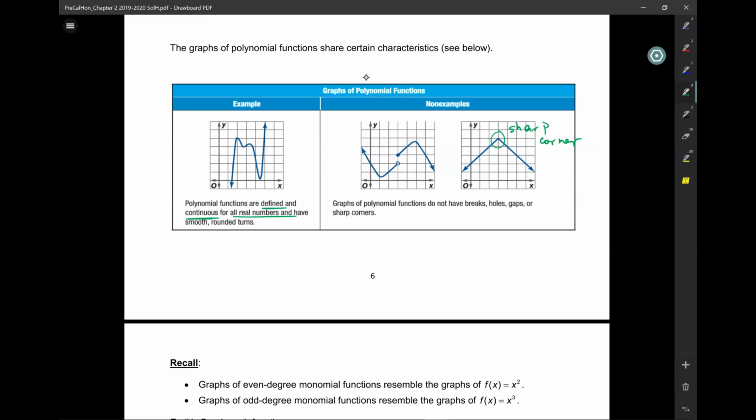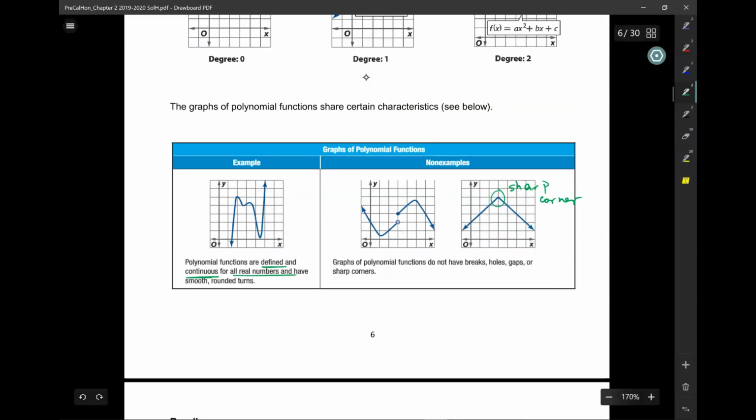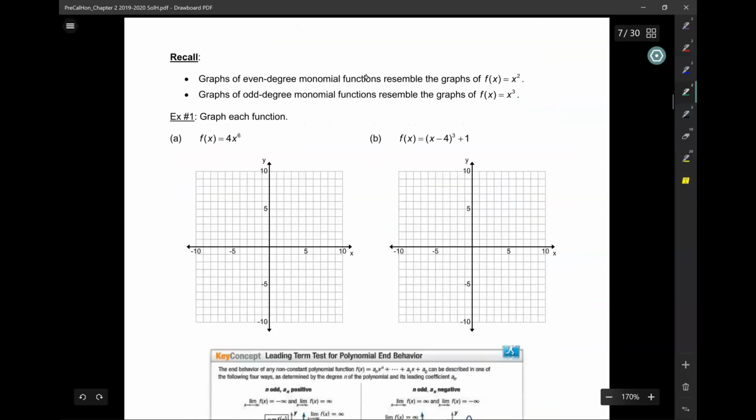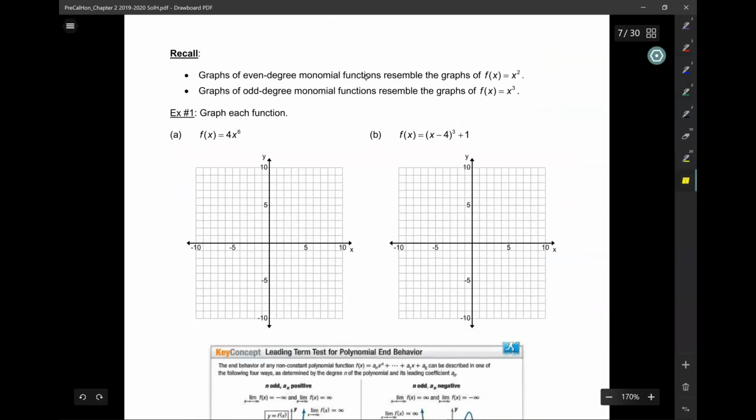It has to do with the slope, but not that it's linear, because the slope of this polynomial function is also linear. All right, so remember what we talked about. If you have an even degree polynomial, the graph looks like x squared, like if you have x to the 4, x to the 6, and so on. This is from last night's homework. An odd degree polynomial resembles the graph of x cubed.